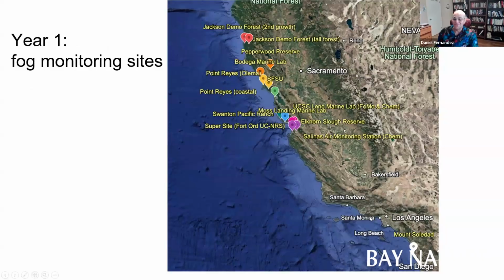So as I mentioned, this is where we've currently deployed, but most of them are on the previous slide. But the names of the sites are listed here. And this is Mount Soledad down in La Jolla, near San Diego. And the rest of them are all in Northern California. And this is just from year one.